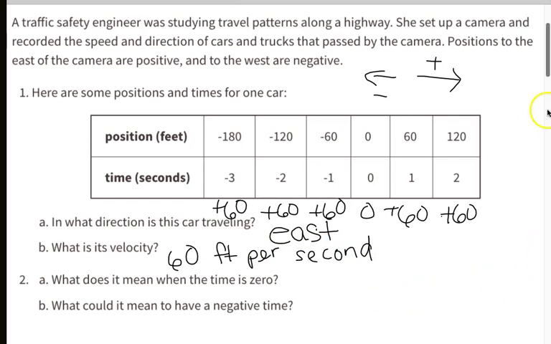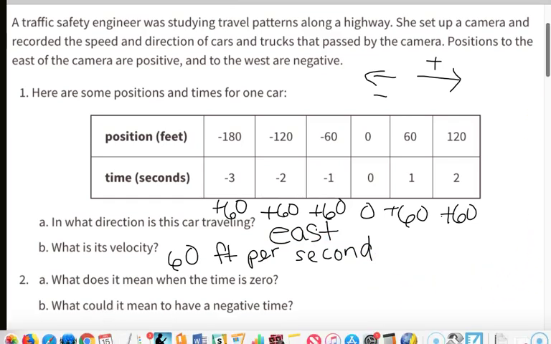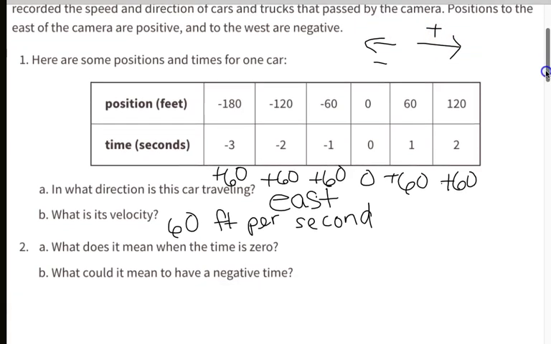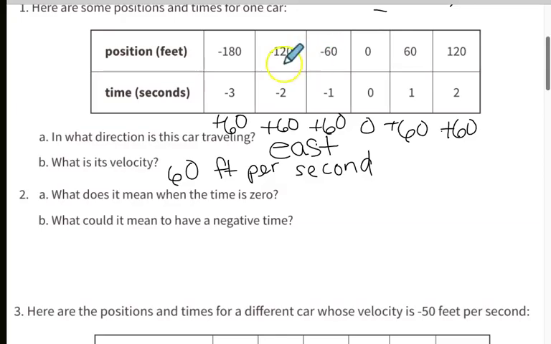What does it mean when the time is 0? So let's see, when the time is 0, what does that mean? Well, in this situation, that just means that the car is right in front of the camera. So it's not any feet away from it, and it's not traveling at that moment because it's directly in front.